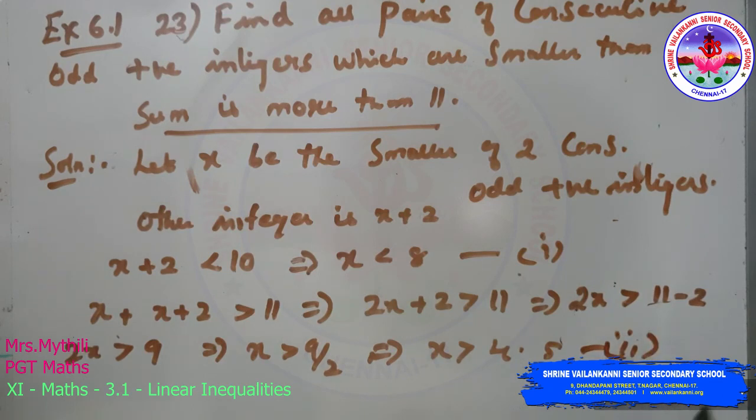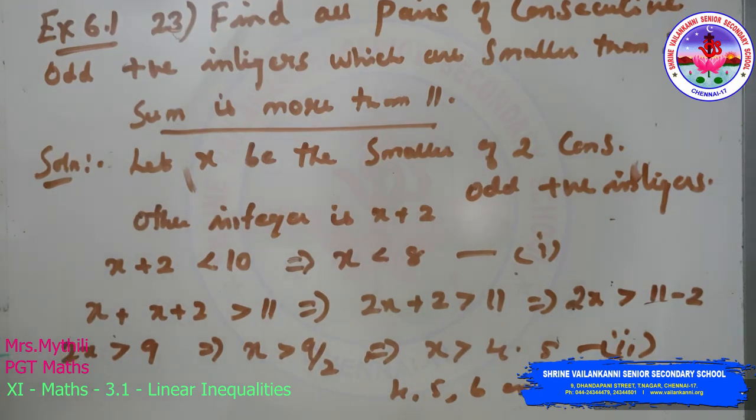From 1 and 2, we obtain that the value of x can be 5, 6 or 7. Since x is an odd number, x takes values 5 and 7. Hence the required possible pairs of numbers are 5 and 7, otherwise 7 and 9.